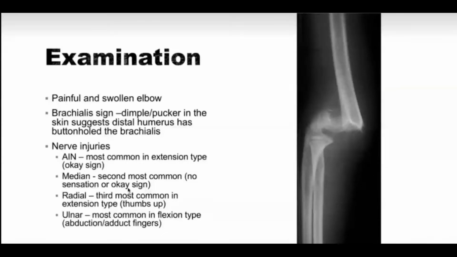Testing for median nerve, but also test the radial nerve with a thumbs up. And then the ulnar, you can have them abduct or adduct their fingers, or most commonly just cross the fingers. It's easy to test. And then also check the sensation in those ulnar fingers as well. Okay, great.